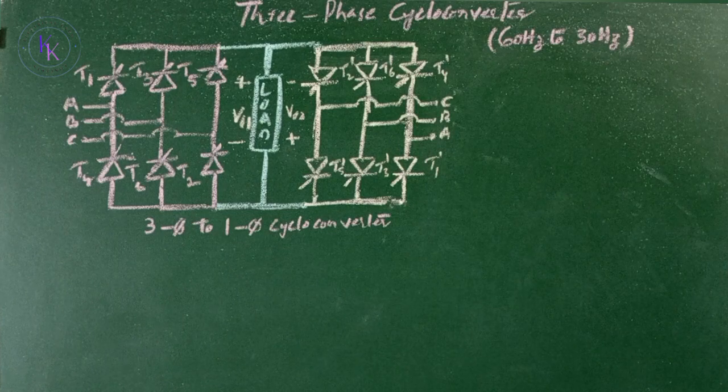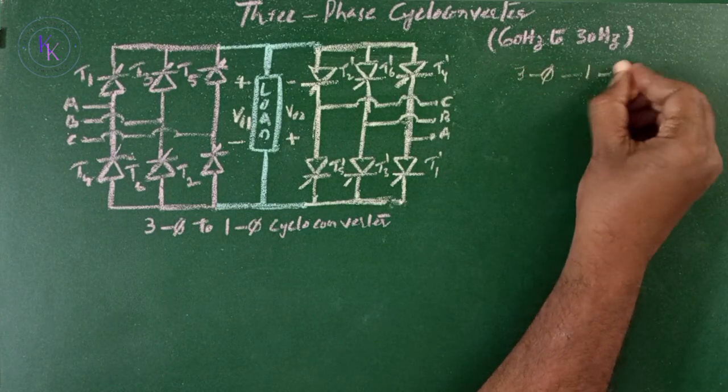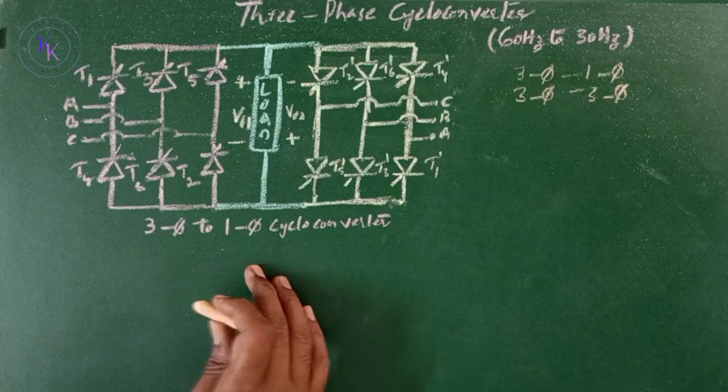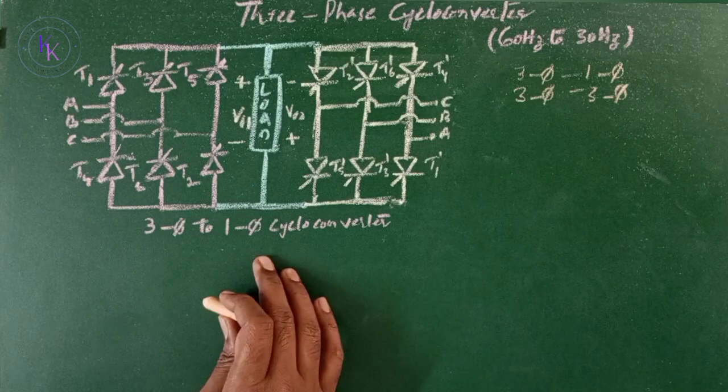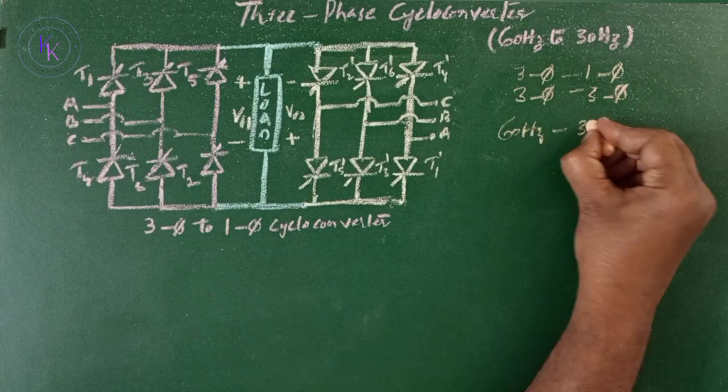Three-phase cycloconverters. Again, two types: three-phase to single-phase cycloconverter and three-phase to three-phase cycloconverter. This is the circuit for the three-phase to single-phase cycloconverter.